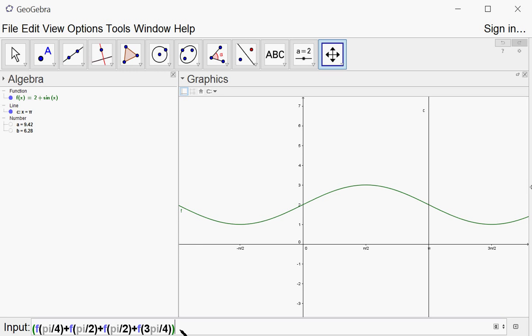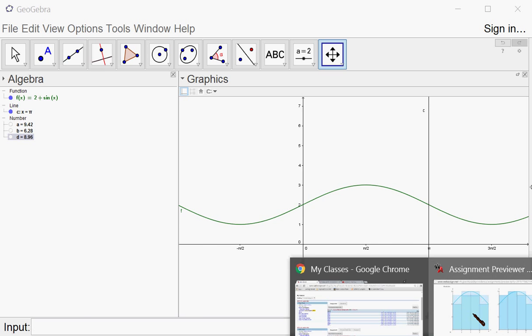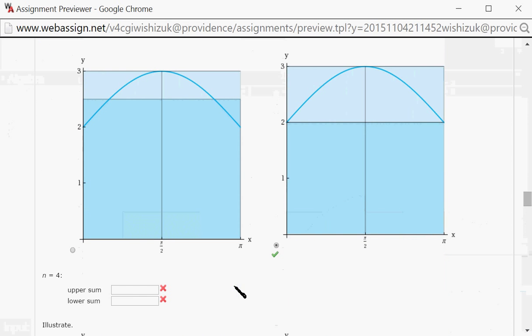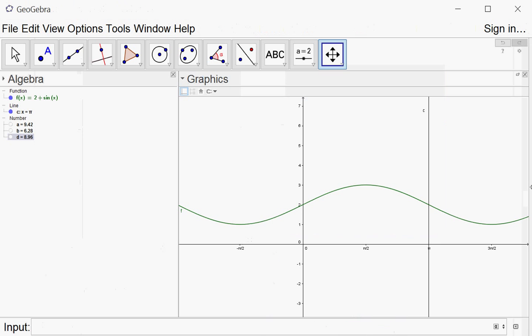So we multiply by pi over 4. Right? So we can get the value there. So this is the upper sum. Right? So that would be 8.96. So let's type it in. Right? So which one is that? So not the 8th one. So this is 8.96, was it?